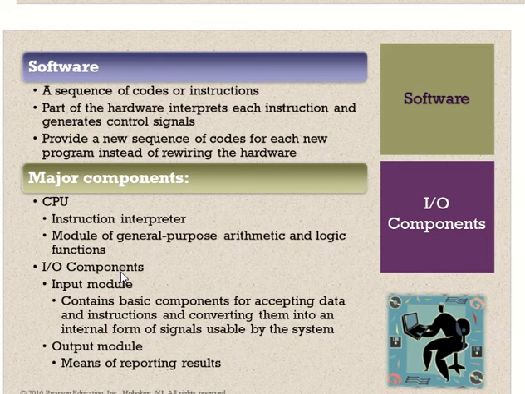And IO components. IO means input and output component. So the input module and output module. The input module contains some component for accepting data from the user, to accept the data or instruction or whatever, converting them into an internal form like zeros and ones. Okay, the output module is to report the results to the user. So these are the two input and output modules, and about the CPU.